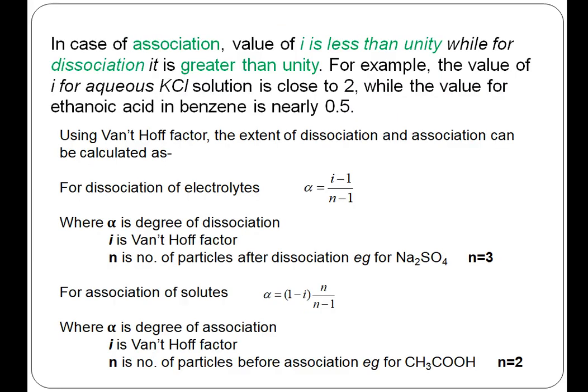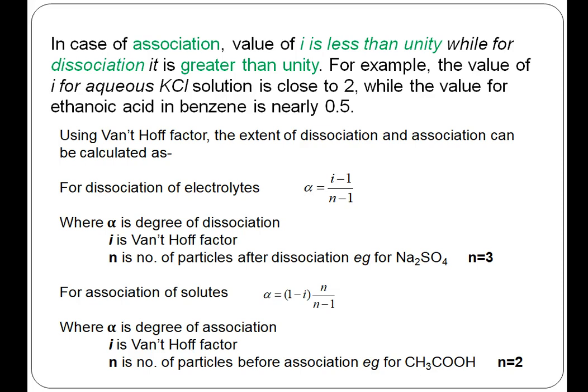And osmotic pressure is equal to iCRT. In case of association, the value of i is less than unity, whereas for dissociation, it will always be greater than unity. For example, for KCl, i will be close to 2, whereas for ethanoic acid, it will be equal to 0.5.